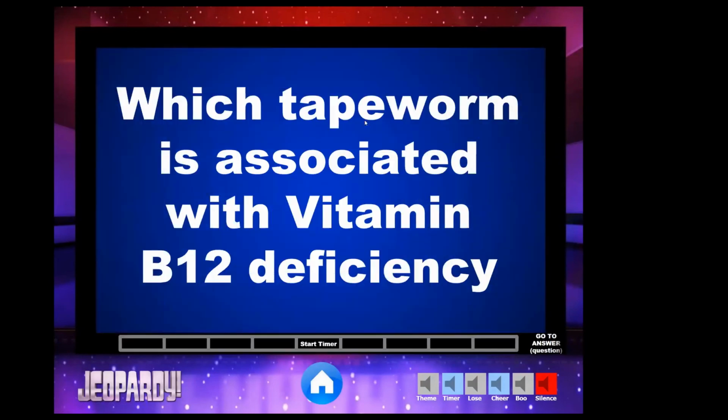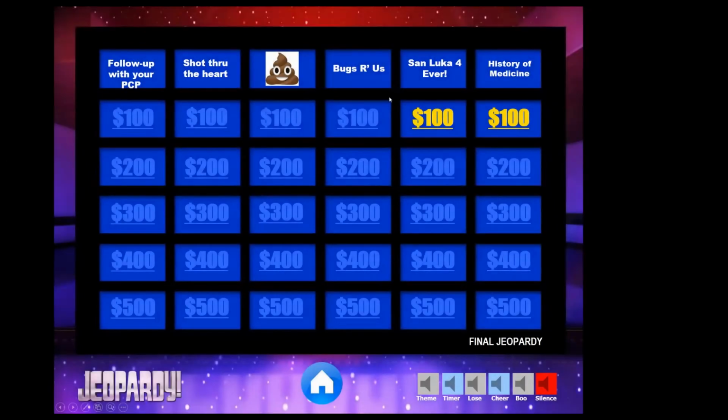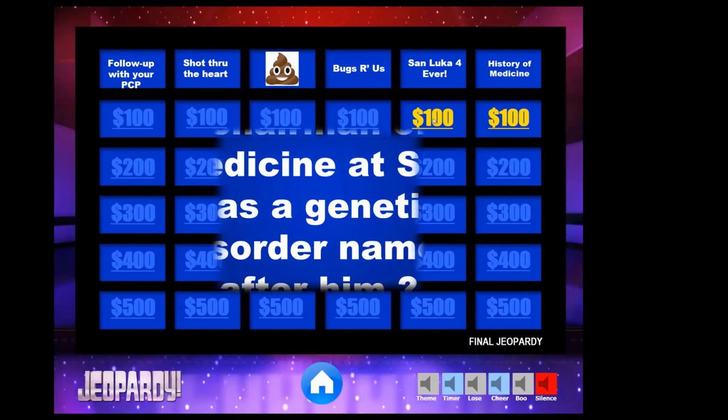Bugs are us for 100. Which tapeworm is associated with vitamin B12 deficiency? Fish tapeworm. Fish tapeworm. Fish tapeworm. I can't even tell who's speaking first now. So this one doesn't go to anybody. Oh, that's a fish tapeworm. Yeah, but I couldn't tell who was first, so I think we're going to make that question null.